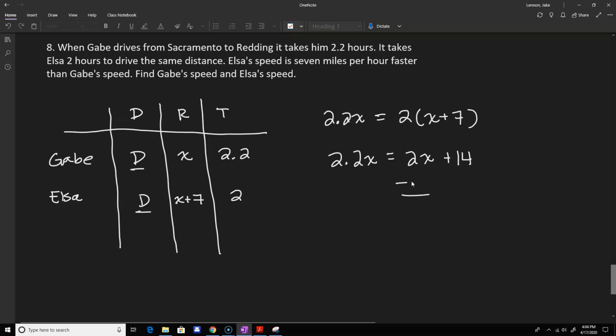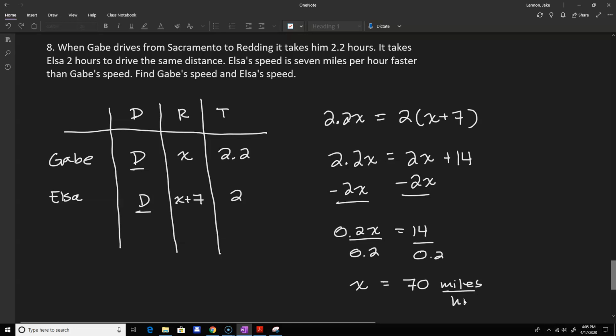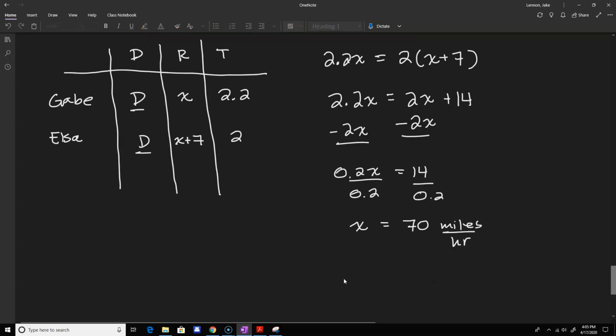Distributing, we subtract 2x on both sides. So we have 0.2x equals 14. And then we divide by 0.2. And we get our value for x, which is the speed of Gabe. So Gabe is traveling 70 miles per hour. And they want to know both drivers' speeds. So we know Elsa's is given by x plus 7. So x plus 7 is going to be 77 miles per hour.